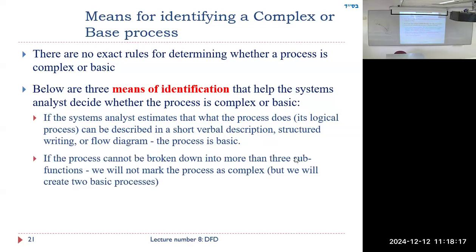If I can figure out how to break it down, but I can't break it down into more than 3 subfunctions, we will not mark it as complex, but we will create 2 basic processes. It shouldn't be more than 3, it should be 3 or more. That's gotta be a mistake.